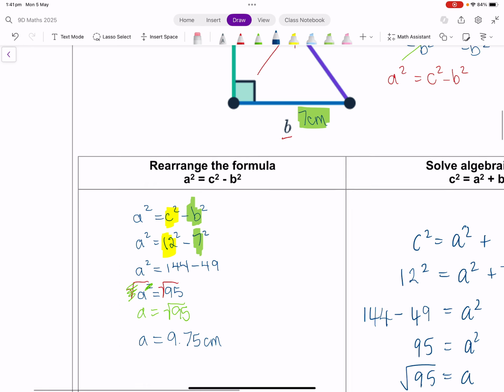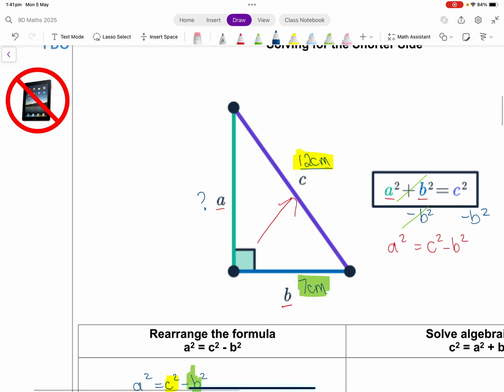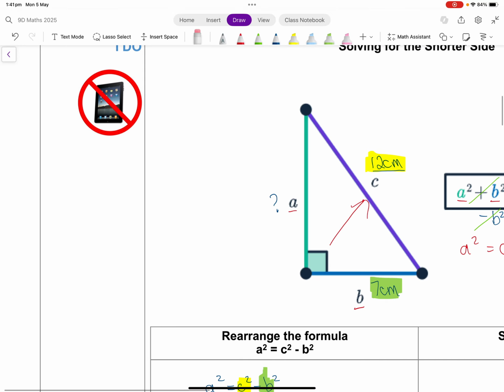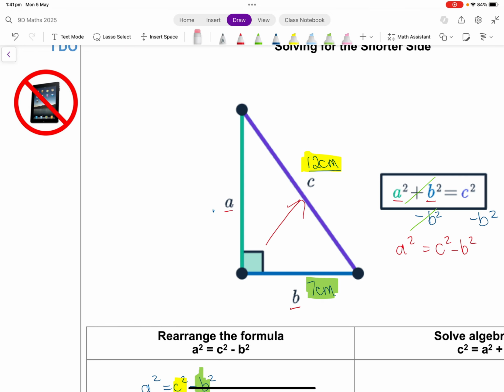So does that make sense? 9.75 centimeters is shorter than 12 centimeters, so absolutely that makes perfect sense. Don't forget to keep the same unit of measurement. I'm using centimeters here, so it makes sense that this is also in centimeters. And that's done.